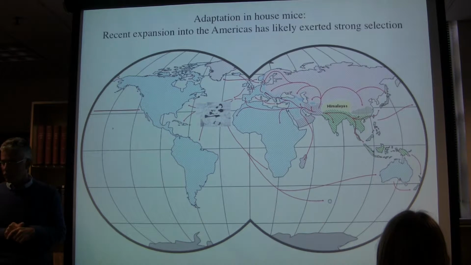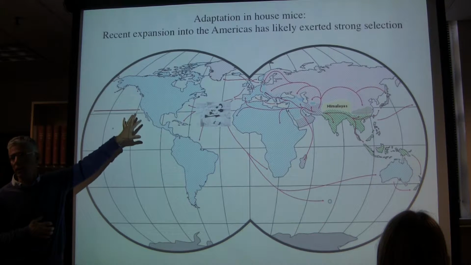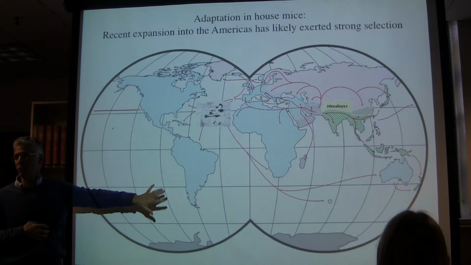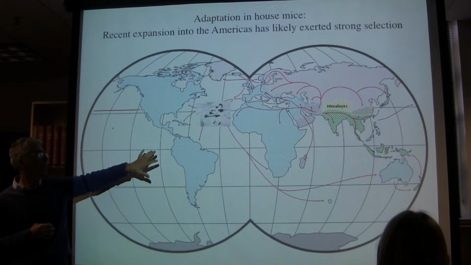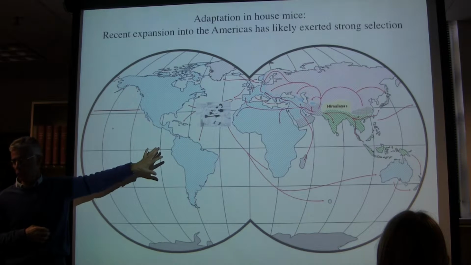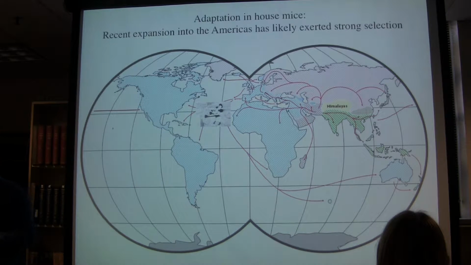But what this means is it actually provides a nice arena for studying adaptation on standing variation over very short evolutionary timescales. So these mice have just been in the Americas over the last few hundred generations, and they are everywhere. I have seen house mice in the basement of VLSB that clearly came from outside. They're wild ones. They didn't come from us.